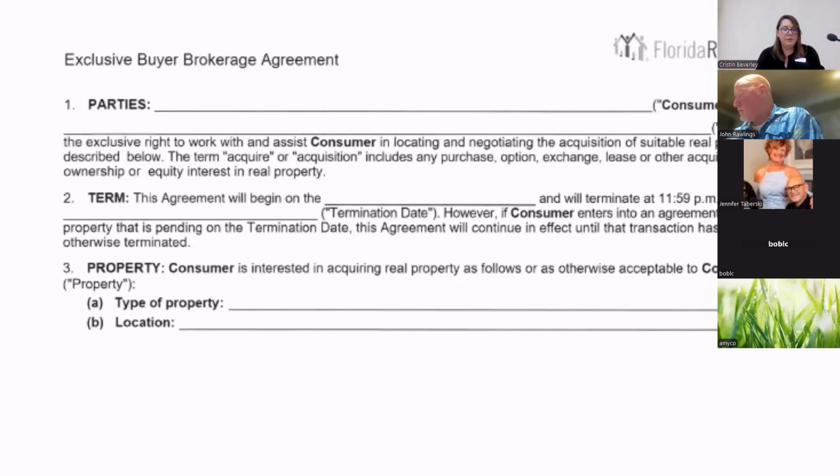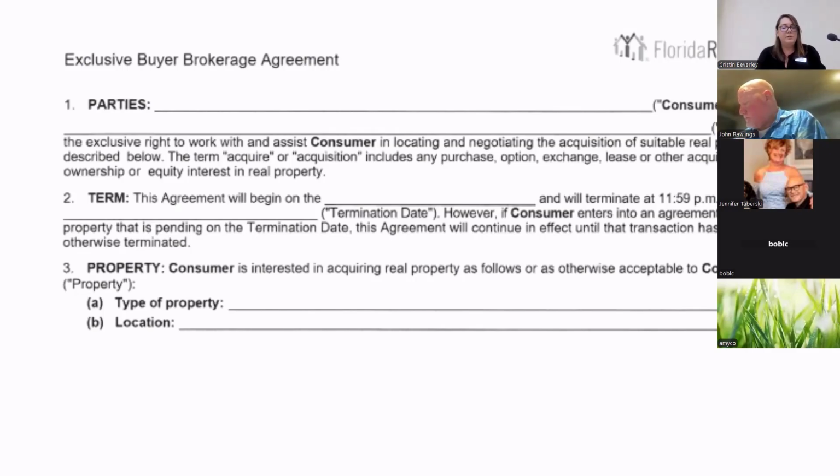The consumer is interested in acquiring real property as follows or otherwise acceptable to the consumer. So they have the type of property. Again, you're going to speak with your broker. This can be condo, single family home, residential. You can be as specific or general as whatever you decide with your customer. And then location, you can have Florida, Charlotte County, Port Charlotte, Deep Creek. So again, as specific or as general as you and your customer agree to.